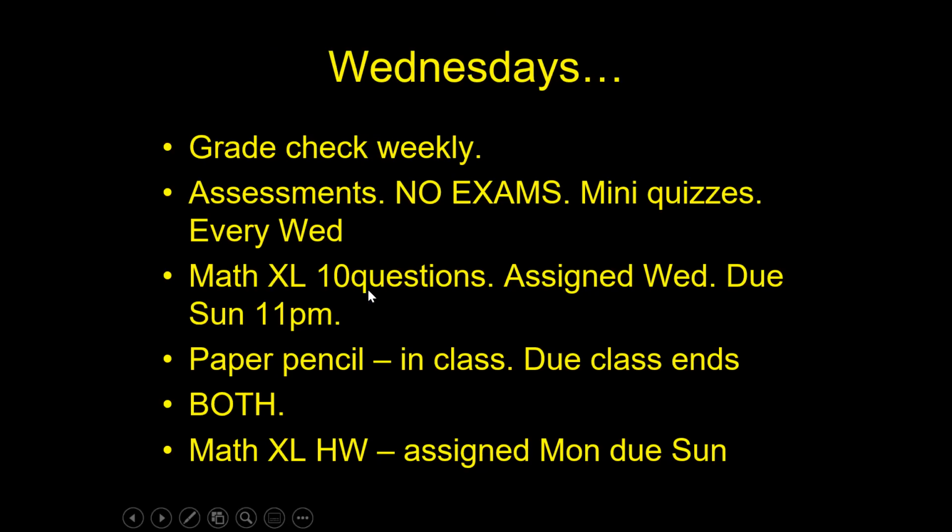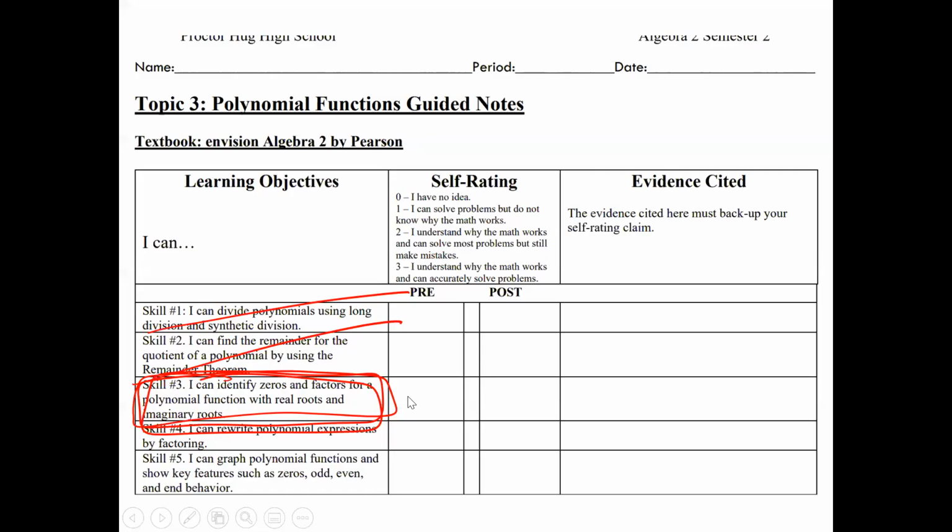It's usually 10 questions. It's assigned on Wednesday, due on Sunday by 11 p.m., or it's going to be paper and pencil. So today you guys have a paper and pencil version in class, and it's due by the end of the class, and you'll get both. Okay, so just keep that in mind. And as always, your math Excel homework assignments are assigned on Monday, and it's due on Sunday by 11 p.m.